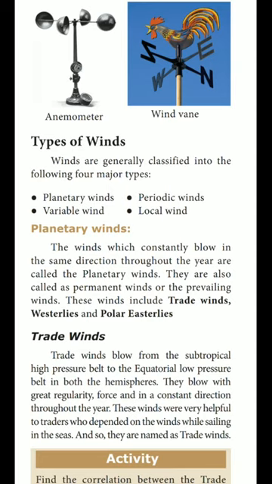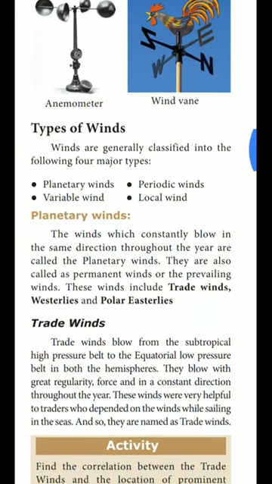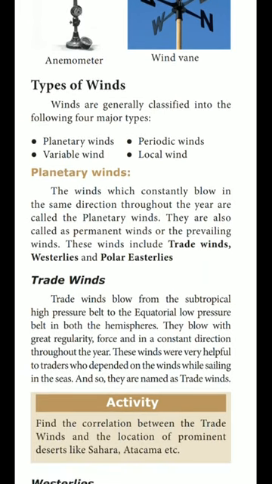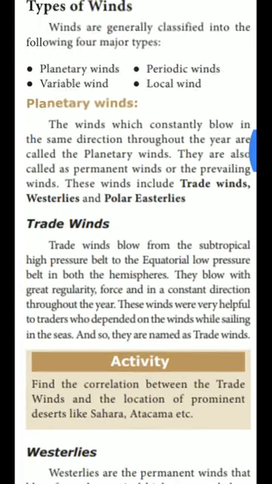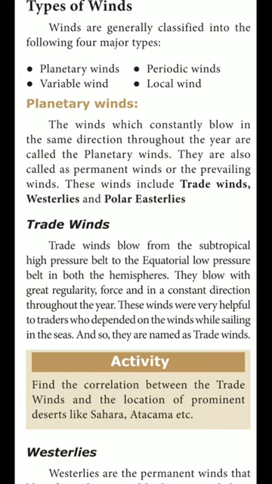So, what are the types of planetary winds? There are three types of planetary winds. What are they? Trade winds, westerlies and polar easterlies. So, one by one we are going to study about this. Listen, trade winds. First one is the trade wind. What do you know about this trade winds?